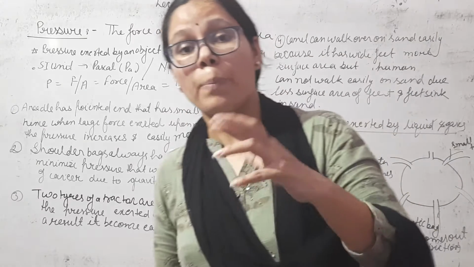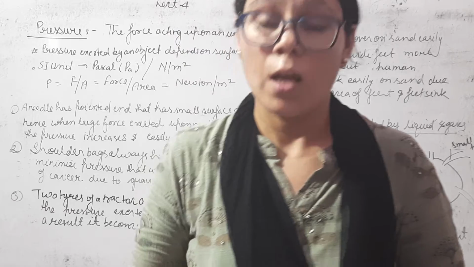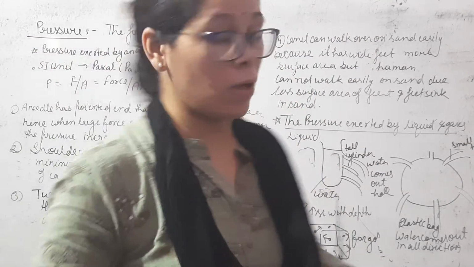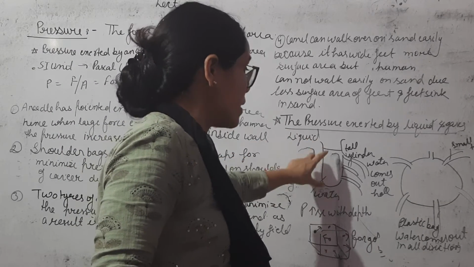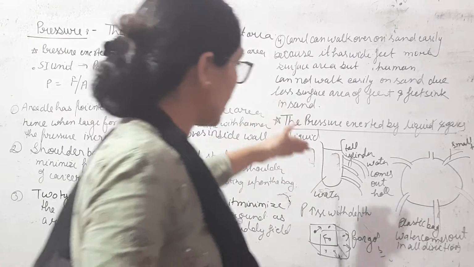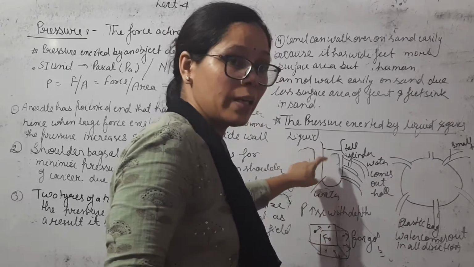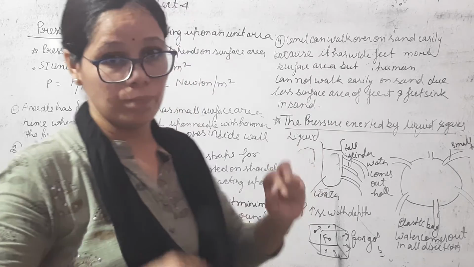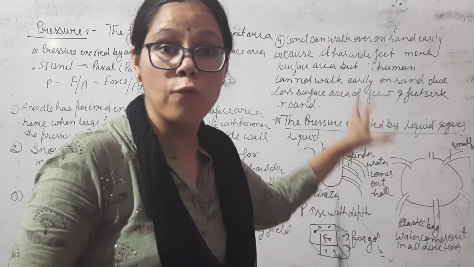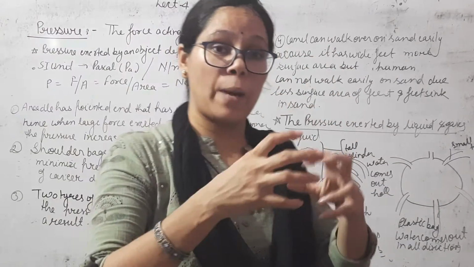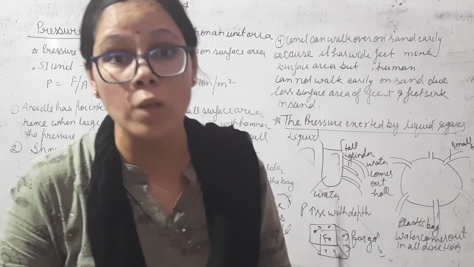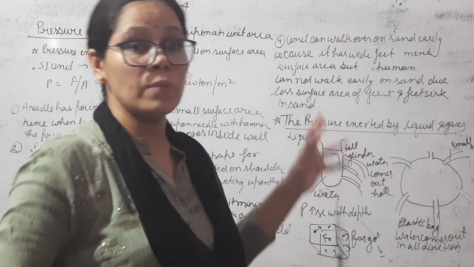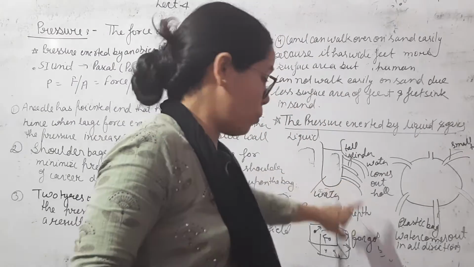Now we will talk about the pressure exerted by liquid and gas. Liquids and gases also exert pressure, which depends on the depth. For example, this is a container with maximum depth. We keep liquid in this container. Liquid exerts pressure on the wall of the container, and the pressure on the bottom depends on the depth. Pressure increases with depth. If depth is maximum, then pressure is maximum.